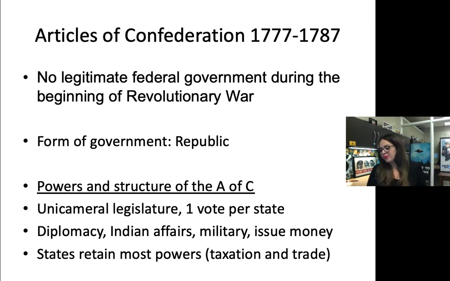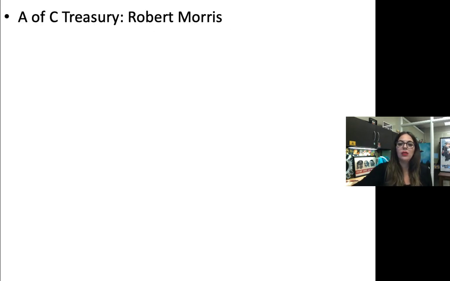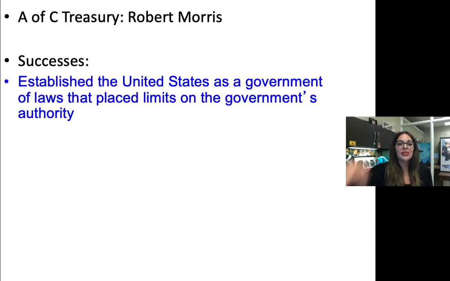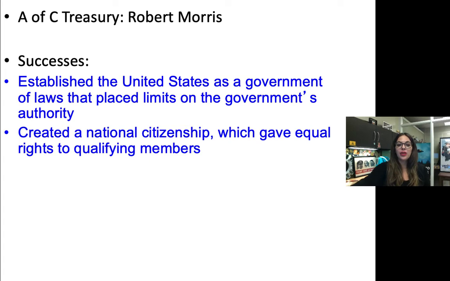So let's talk about some of its successes. It is going to be successful at creating the Northwest Territory, right, which is the first organized territory of the United States. It establishes that the government would be sovereign. It is going to be looking over the admission of new states, right, and the expansion of existing ones.